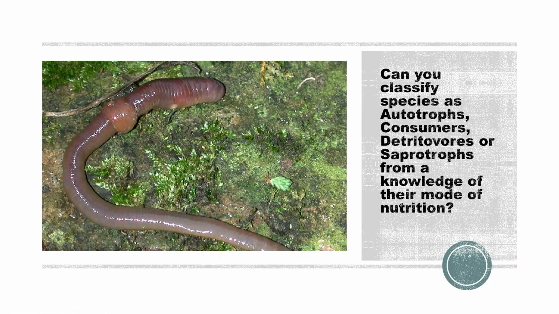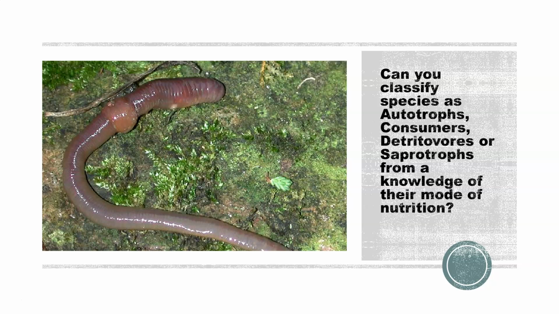Okay, so one of the things you need to be able to do: can you classify species as autotrophs, consumers, detritivores, saprotrophs, with a knowledge of their mode of nutrition? So our autotrophs, what can you remember about them? And here we've got some pictures.